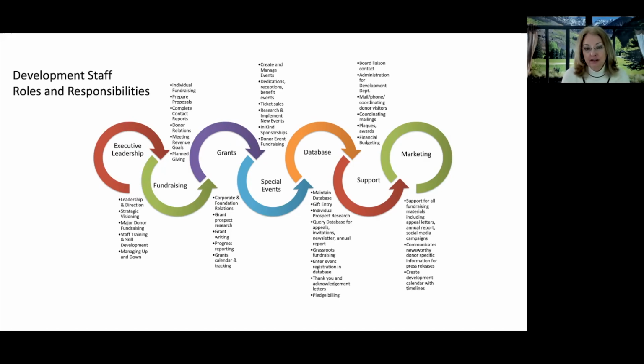Okay, special events. Most likely, your nonprofit is going to need to have some kind of special event. And if you had somebody that was just in this position, it would be somebody that's an event manager. They would do ticket sales. They would do sponsorships in kind, which would be somebody gives you tickets to something or coupons for something. And then there's the donor event fundraising.